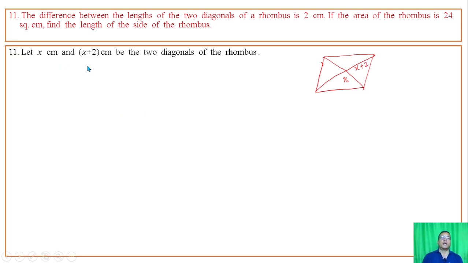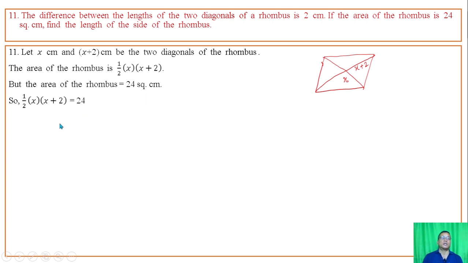Let x centimeter and x plus 2 cm be the two diagonals of the rhombus. The area of the rhombus is equal to half the product of two diagonals, but whose value is given as 24 square centimeter. Equating these two terms, we have this, and cross multiplying, we get a quadratic equation x square plus 2x minus 48 equal to 0. Factorize this. We have x plus 8 whole into x minus 6 equal to 0. Solving, x equal to minus 8 or 6.